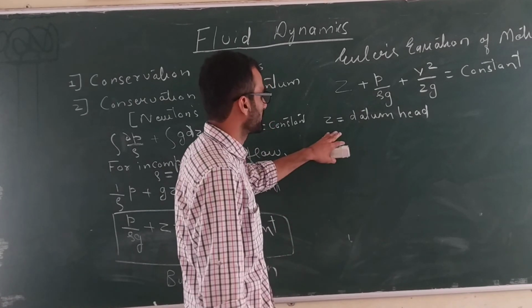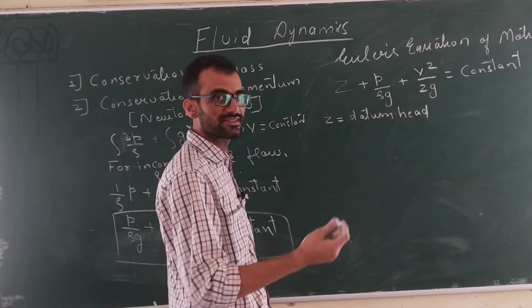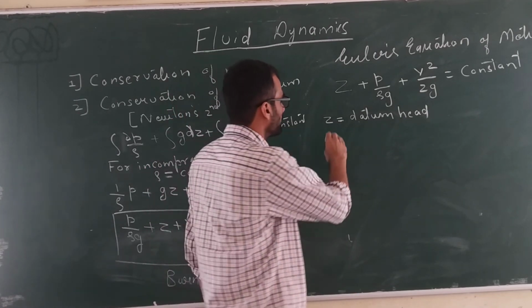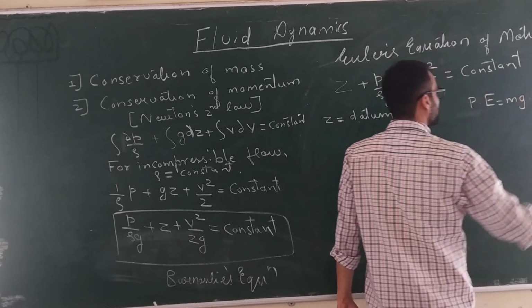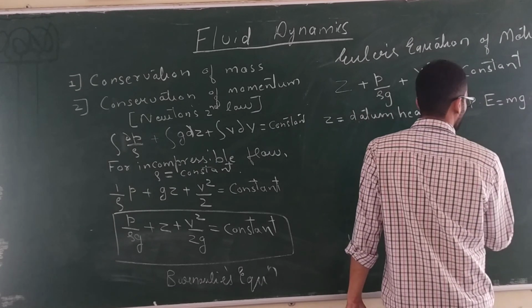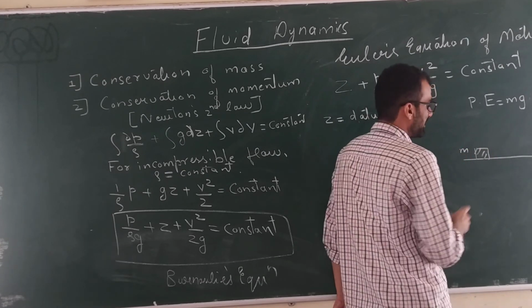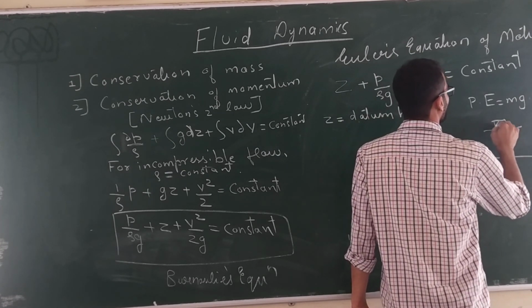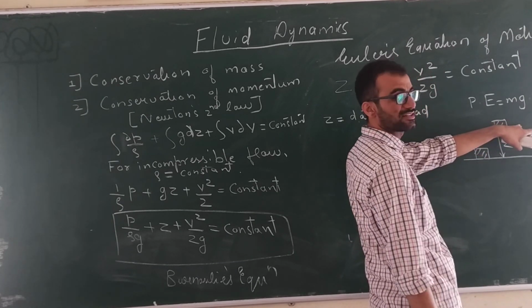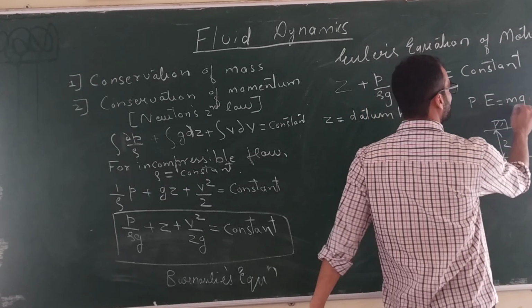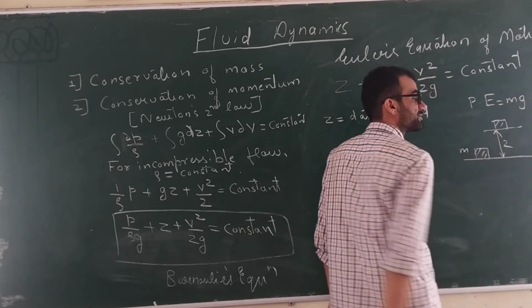Now the Z is what? Potential energy per unit weight of the fluid. Actually energy head means energy per unit weight of the fluid. So what is your potential energy? Potential energy will be mg, that is the gravitational force, into Z. So if you have some object of mass m here, and you lift it along Z, what is the work done? What is the potential energy stored in this object? m into g into h. Force acting is mg and displacement is Z. So this is the potential energy stored in this body.